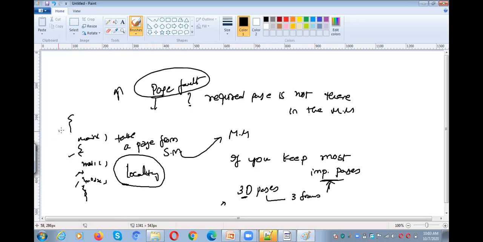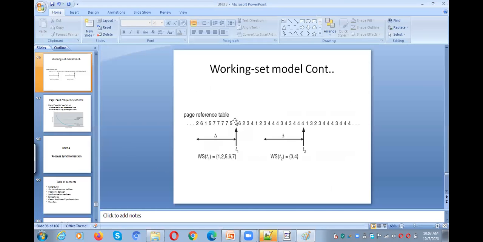When we are executing a particular process, at that particular moment of time, the pages which are required by the CPU for the execution, you need to keep in the main memory based upon the locality, right? For example, if you observe this reference table, delta at a time t1, what is the working set?